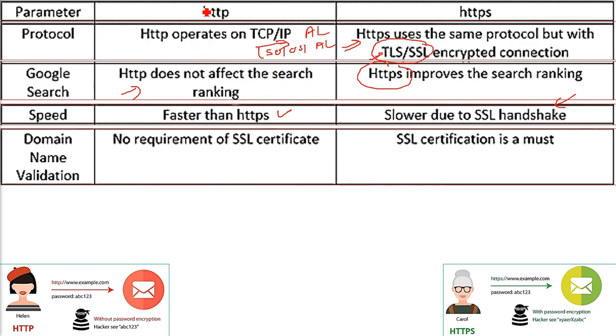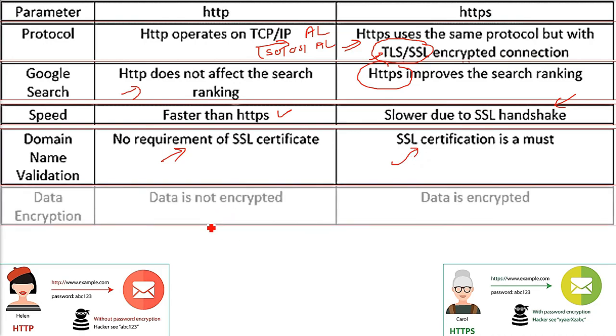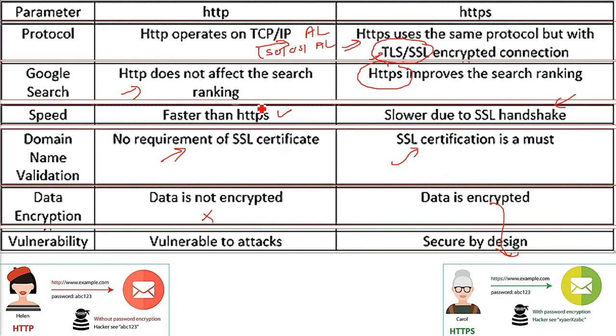For domain name validation, HTTP has no requirement of an SSL certificate because it is not using one anyway. In HTTPS, SSL certification is a must. This is required. Data encryption: SSL is all about data encryption. In HTTPS, the data is encrypted, as Carol has encrypted her data. HTTP data is not encrypted. That is why HTTP is vulnerable to attacks, while HTTPS is secure by design. It is not possible to easily break it. Okay.